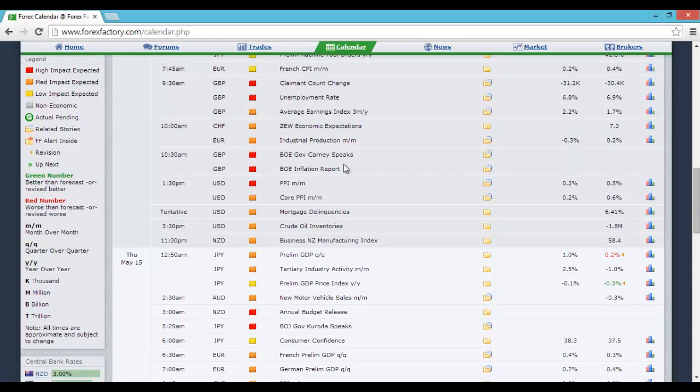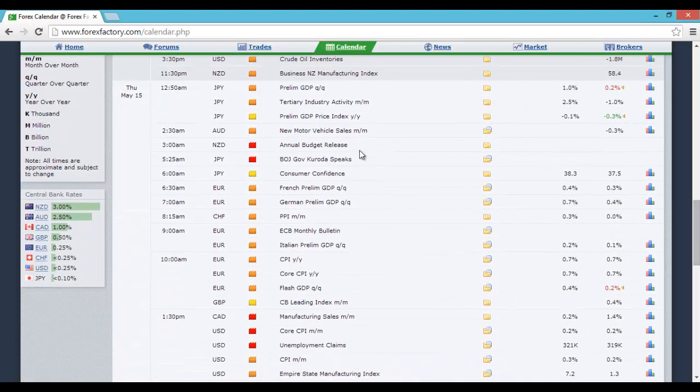At 10:30 the Bank of England Governor Mark Carney speaking. We've got the Bank of England inflation report out at a similar time. At 1:30 out of the US you've got the PPI month-on-month numbers, so it was forecasting 0.2% from the previous 0.5%.